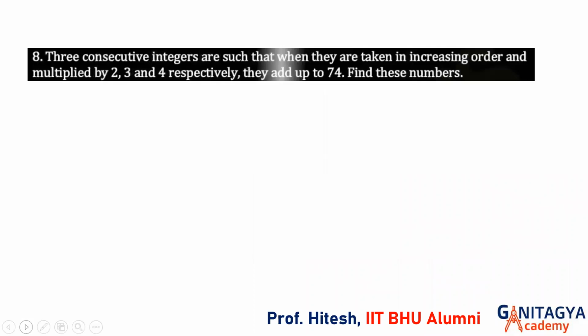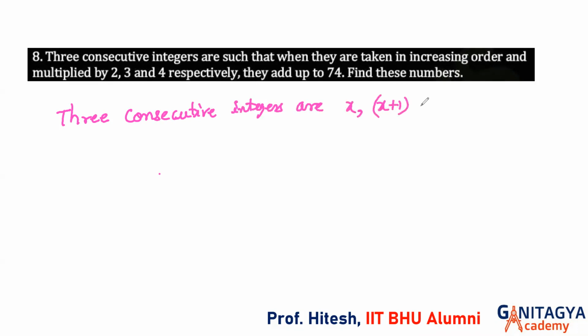Question number 8: 3 consecutive integers are such that when they are taken in increasing order and multiplied by 2, 3 and 4 respectively, they add up to 74. Find these numbers. Please solve this. Very nice question. So 3 consecutive integers are x, x plus 1 and x plus 2.